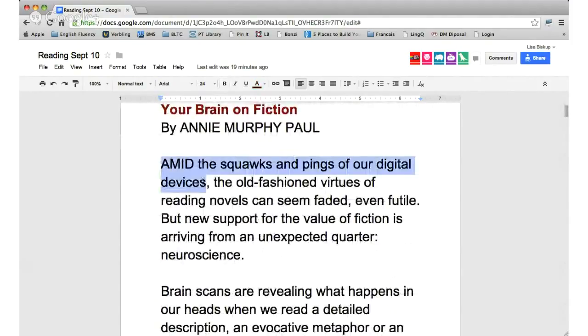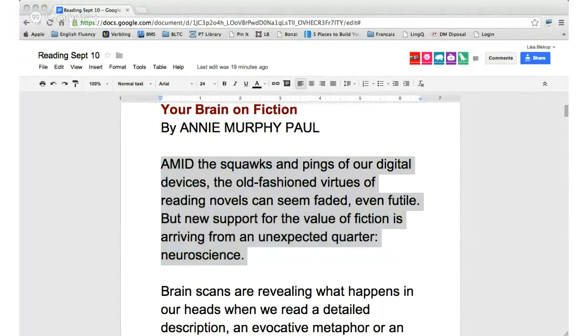Amid the squawks and pings of our digital devices, the old-fashioned virtues of reading novels can seem faded, even futile. But new support for the value of fiction is arriving from an unexpected quarter, neuroscience. Okay, Tiago, you want to read that?